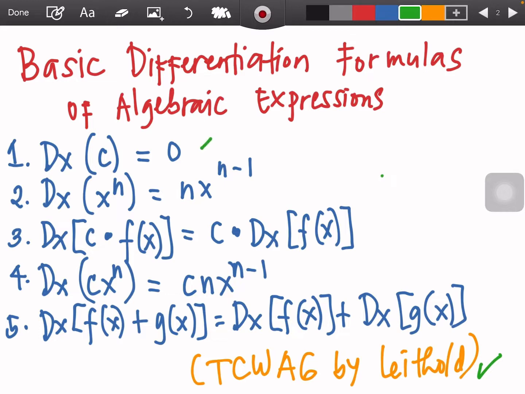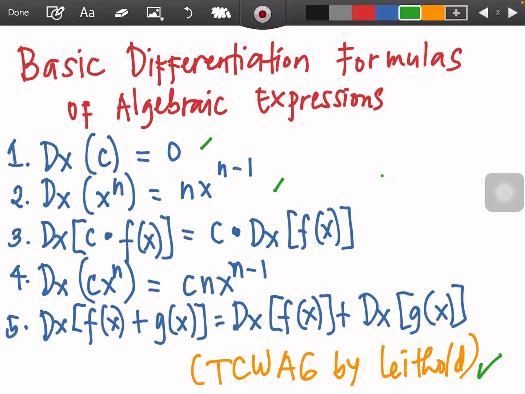The first formula states that the derivative of a constant, or the derivative of c, is equal to 0. So if you have a function f of x equals 5, then the derivative of that function is 0.